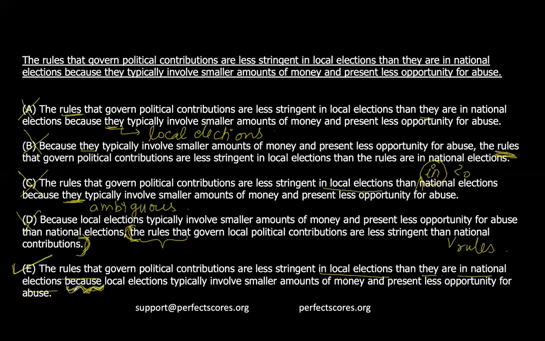Do you understand why it is correct? It's not a run-on sentence, because if it had a comma in place of because, I think then it would have been a run-on sentence. It basically says the rules that govern political contributions are less stringent in local elections because local elections involve small amounts of money and present less opportunity for abuse. Did you understand how E is correct, why E doesn't have the run-on sentence problem? Yes. Okay, all right.